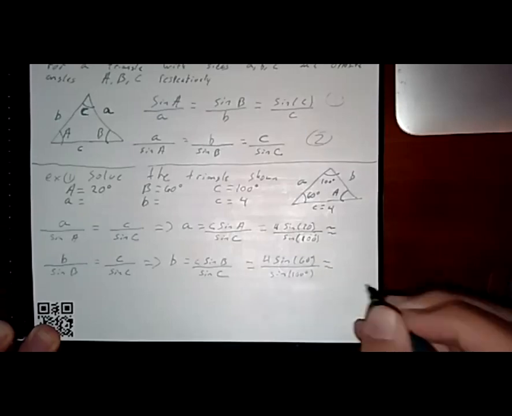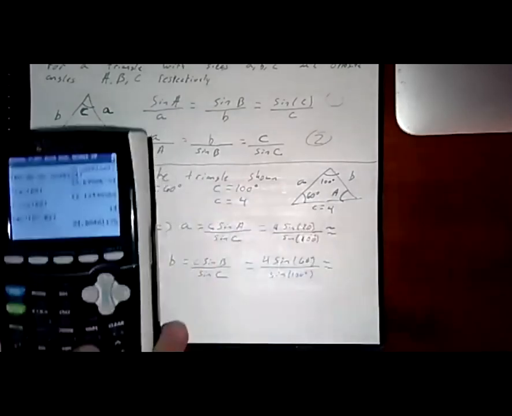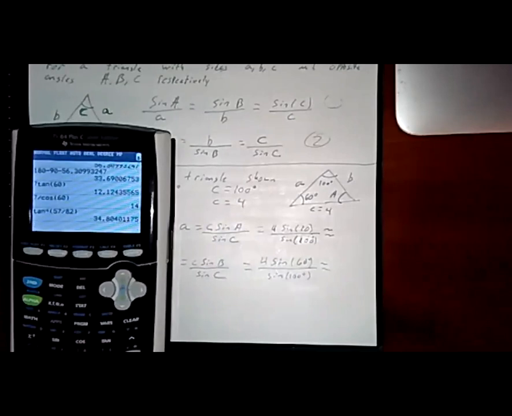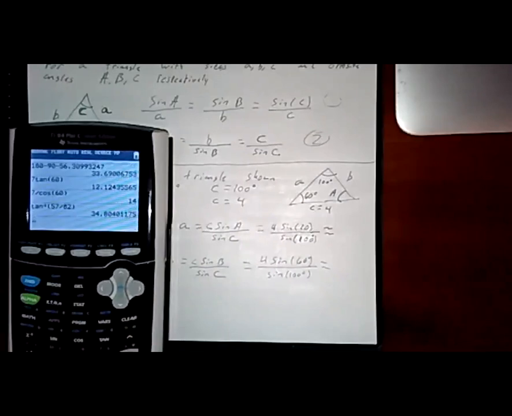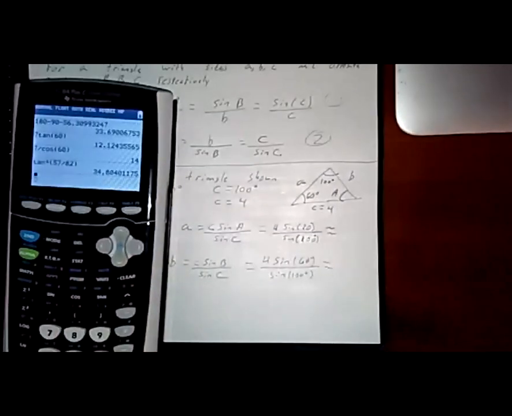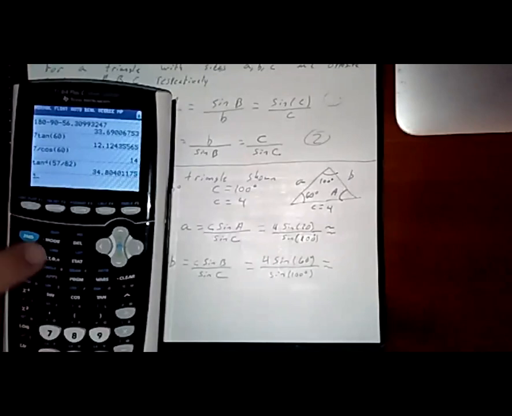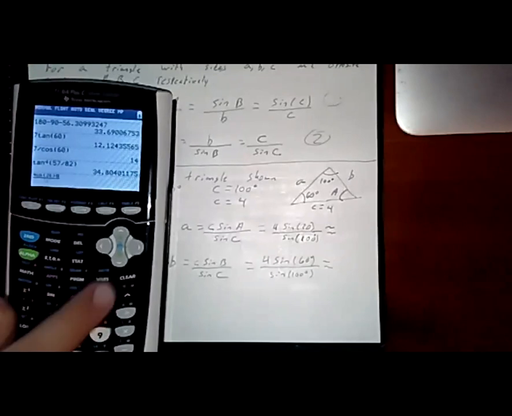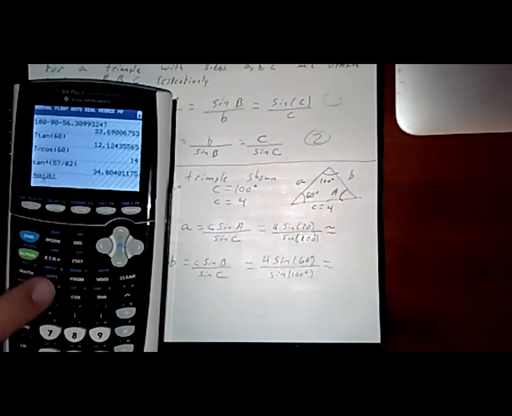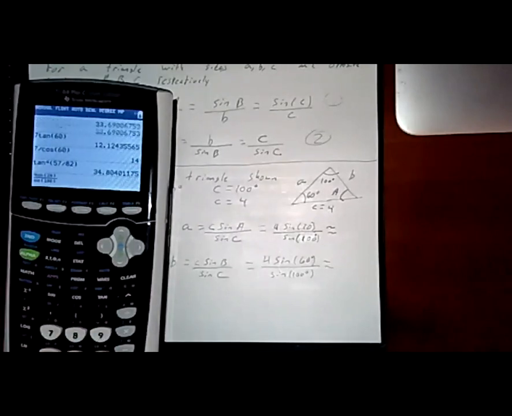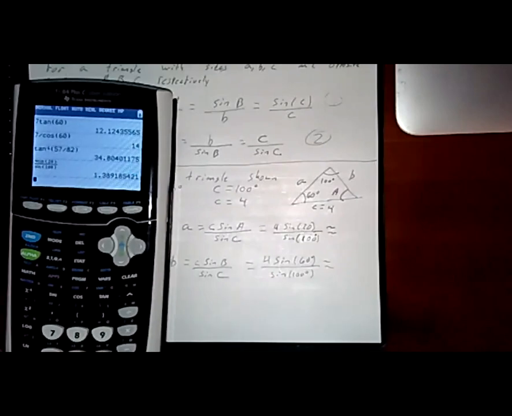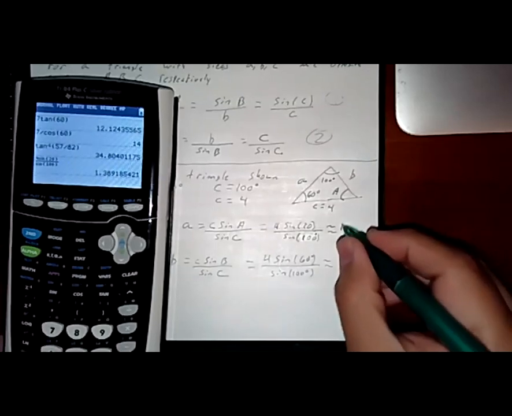Is that weird? And do you see where these pieces came from? Is that confusing or straightforward? Okay. So the first one will be 4 sine 20 over sine 100. So the side will be 1.39, rounded to 2 decimal places.